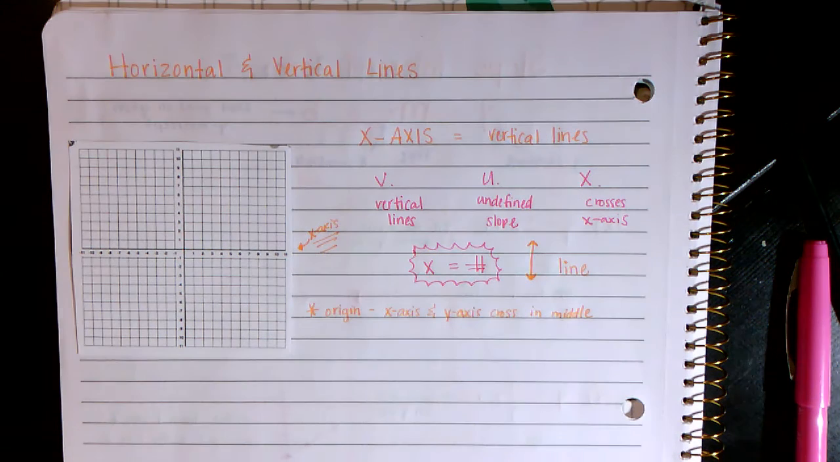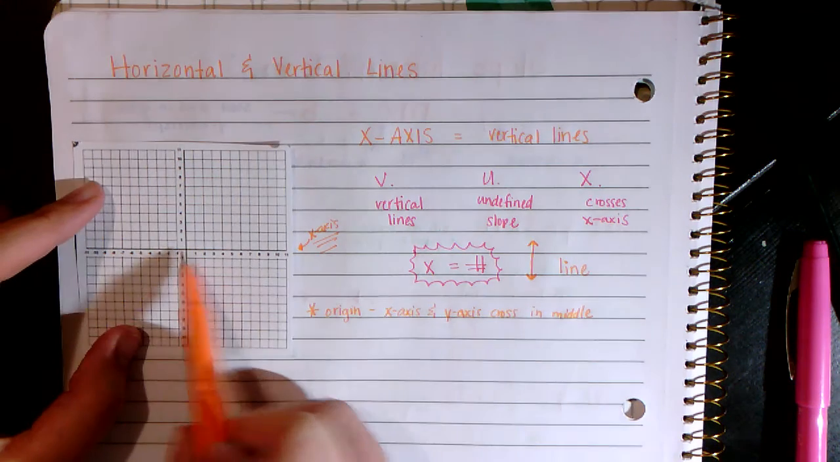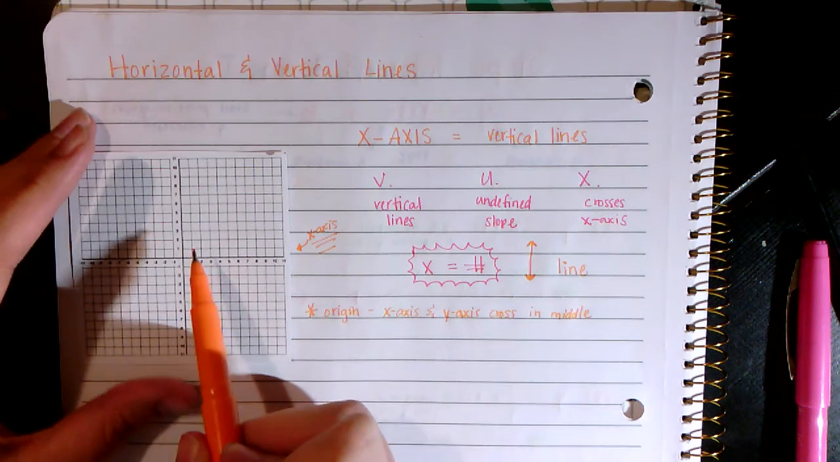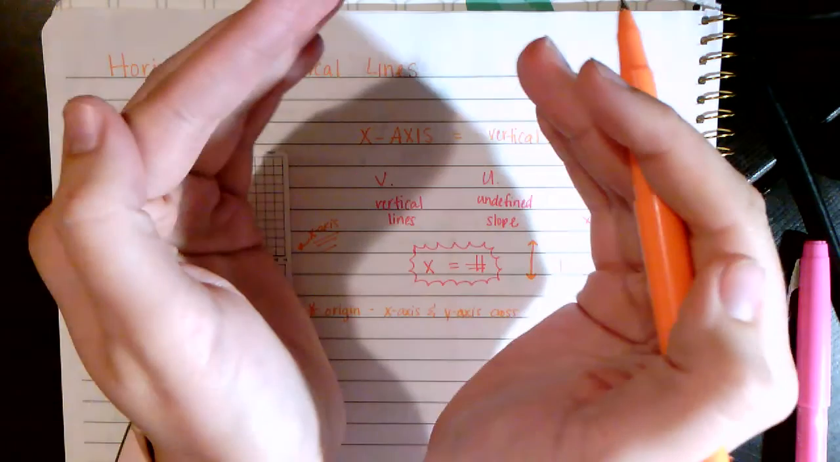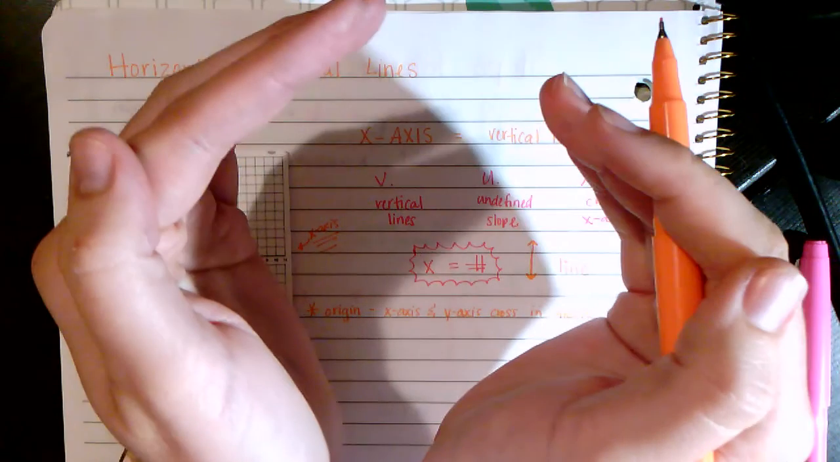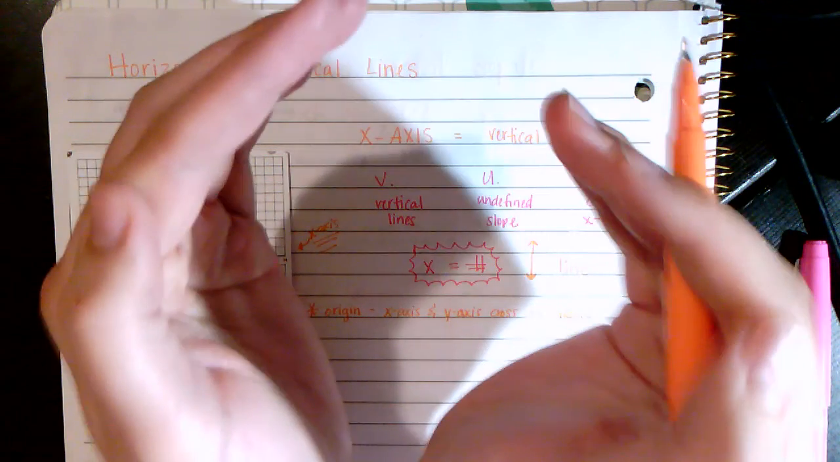Okay, so you guys have plotted points before. If I have (2, 2), I'd go over 2, up 2. That's a point. That is represented with numbers inside of parentheses, right? (2, 2) inside of parentheses. And I gave you guys points last week to use to find the slope.